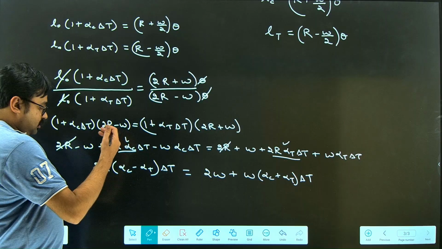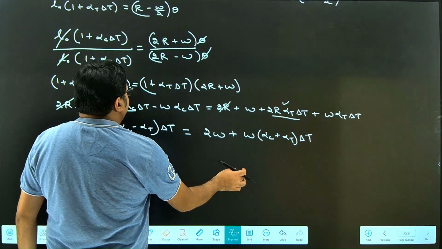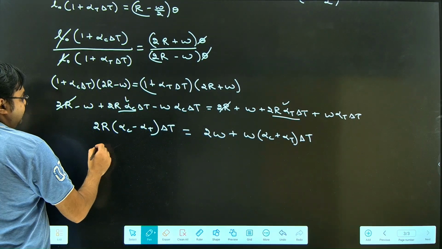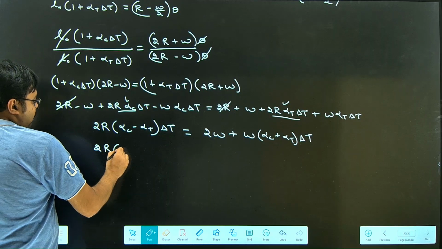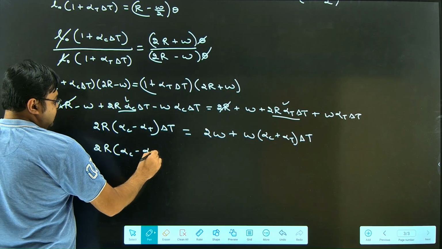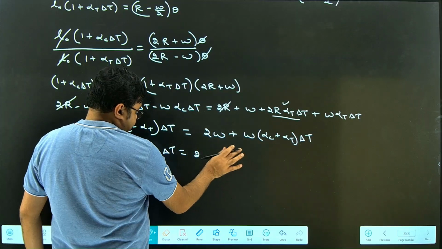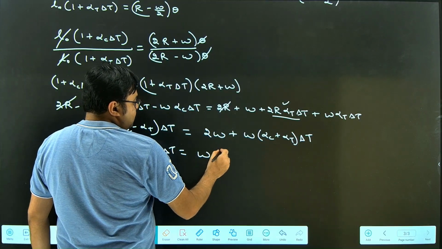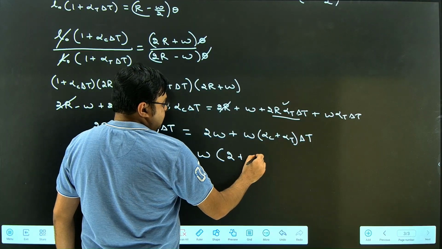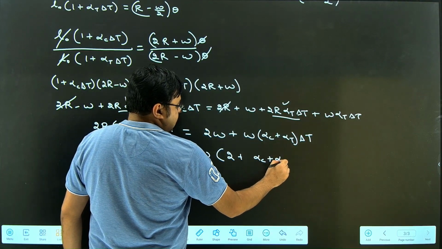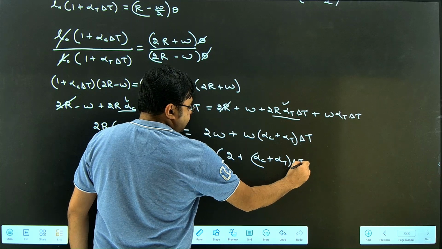Well, you can certainly pull w also as a common factor. You will have 2 times r multiplied by (alpha c minus alpha t) into delta t, becoming equal to w multiplied by (2 plus (alpha c plus alpha t) multiplied by delta t).